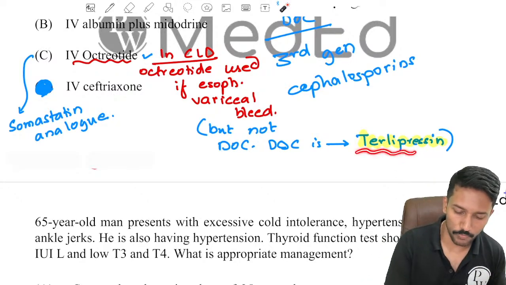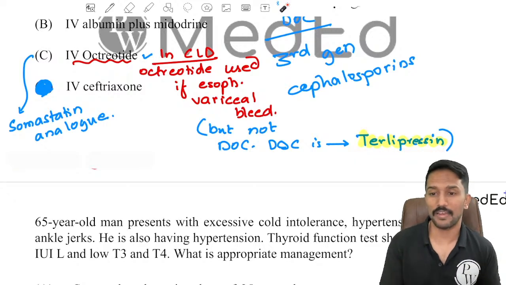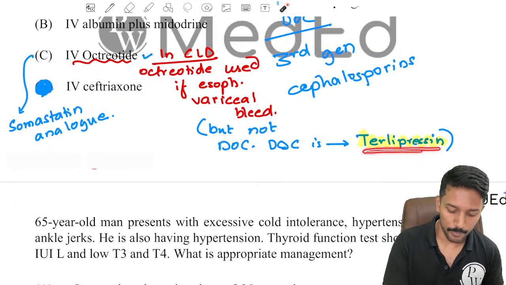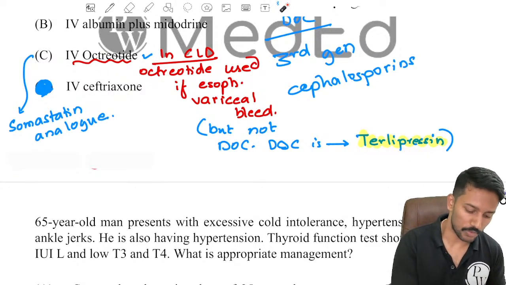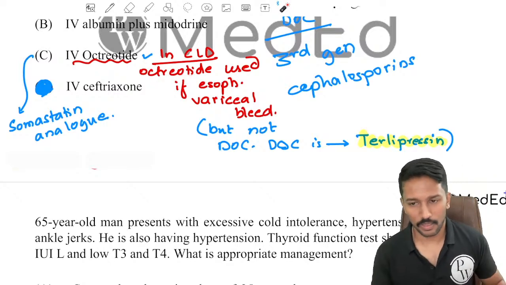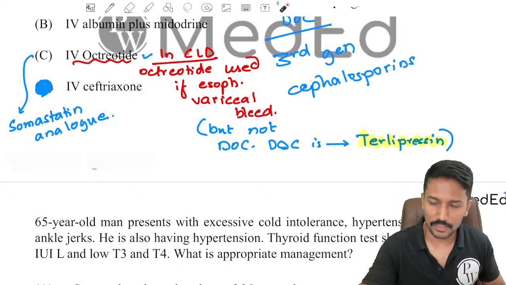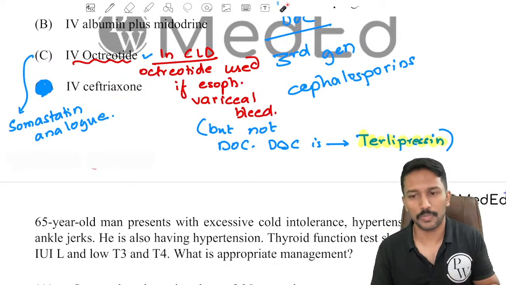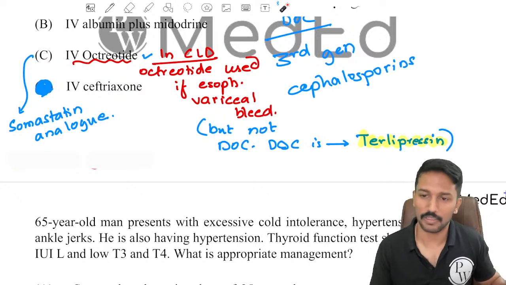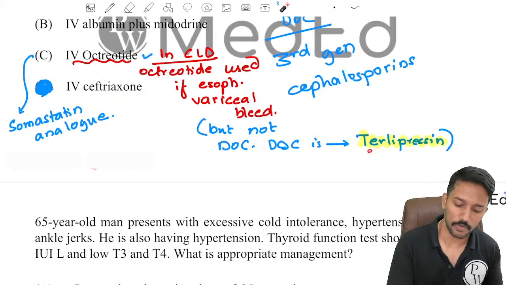Because it is a selective vasoconstrictor of the splanchnic circulation, it becomes the preferred choice. Now if I give octreotide, it will act as a somatostatin analog. It can also cause some bit of vasoconstriction, but it will also affect other hormonal profile and it is not as effective as terlipressin, so it is not used.